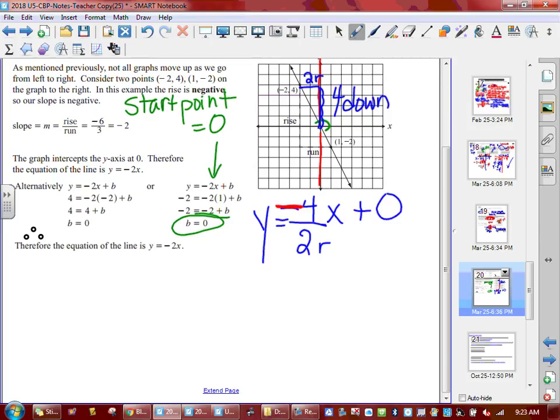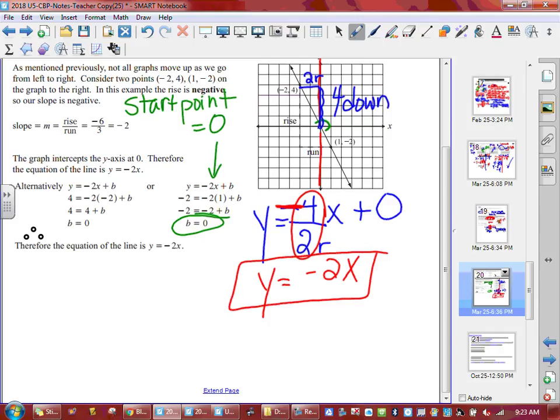Now remember, we always have to try and reduce that fraction. Will that fraction reduce? Yep, what does it become? Just -2. So now we're going to have y equals -2x. You can put the plus 0 if you want to, but you don't have to. So that's our final equation. Okay? Final equation. All right.